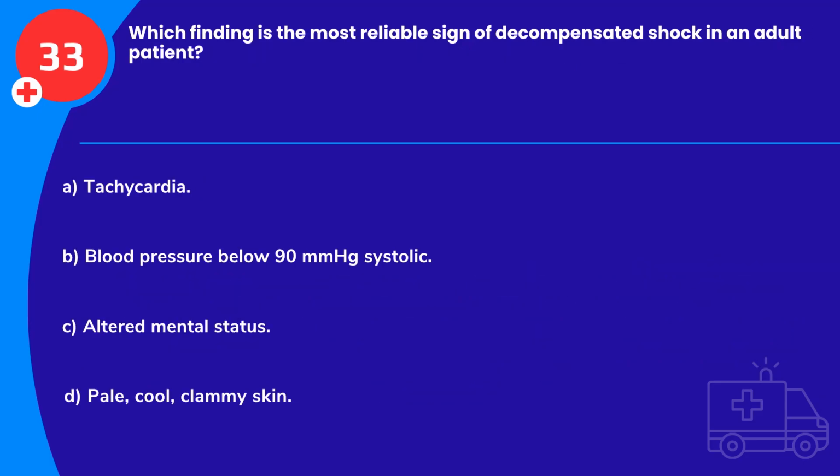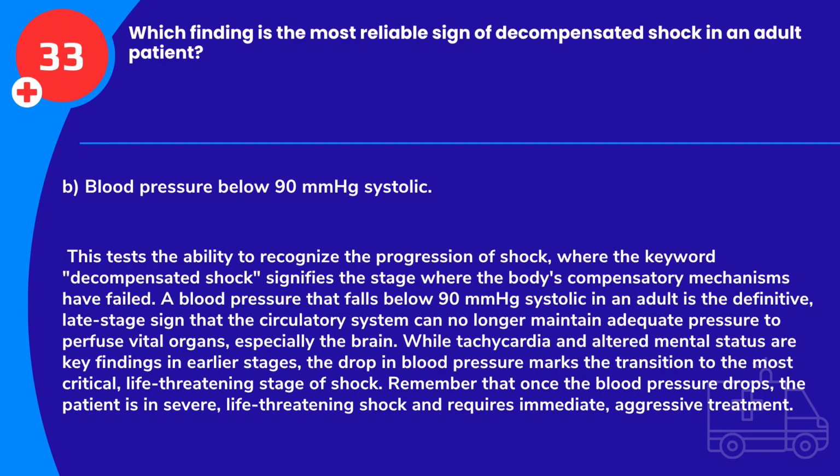Question 33. Which finding is the most reliable sign of decompensated shock in an adult patient? A. Tachycardia. B. Blood pressure below 90 millimeters of mercury, systolic. C. Altered mental status. D. Pale, cool, clammy skin.